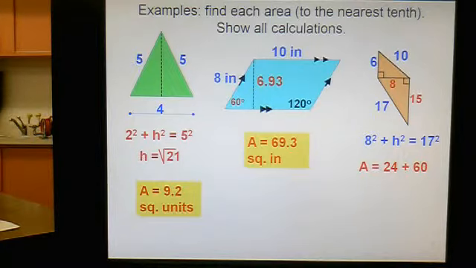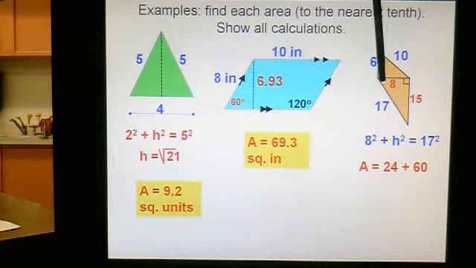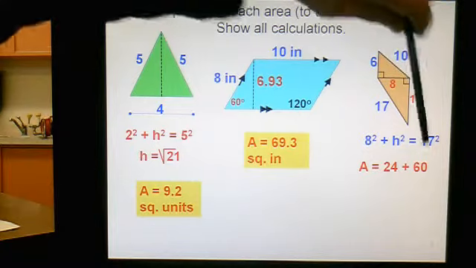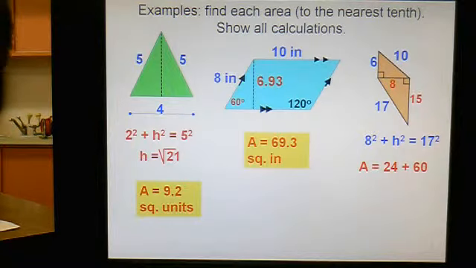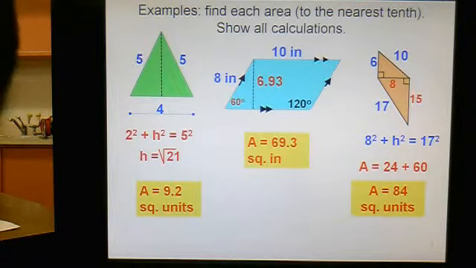And a lot of people always ask me, does it matter when you divide by 2? No, if you're smart, you realize you can divide by 2 in the beginning. It makes the number smaller. You could divide this by 2 and go 3 times 8 and get 24. You could divide this by 2 and get 4, and do 4 times 15 and get 60. You can do that at any step of the problem. You can divide by 2 in the beginning or at the end. Total area for that one should be 84 square units.